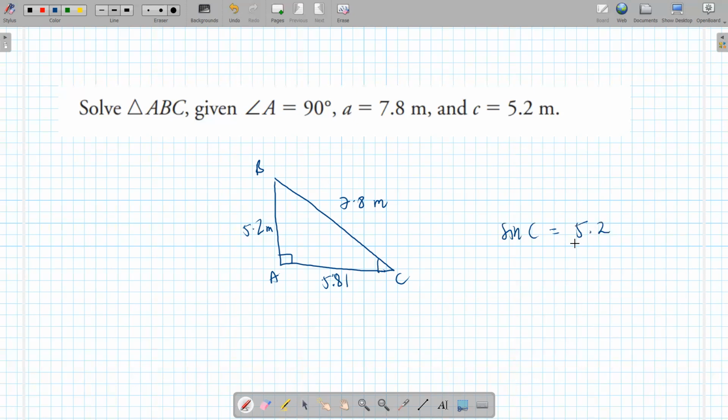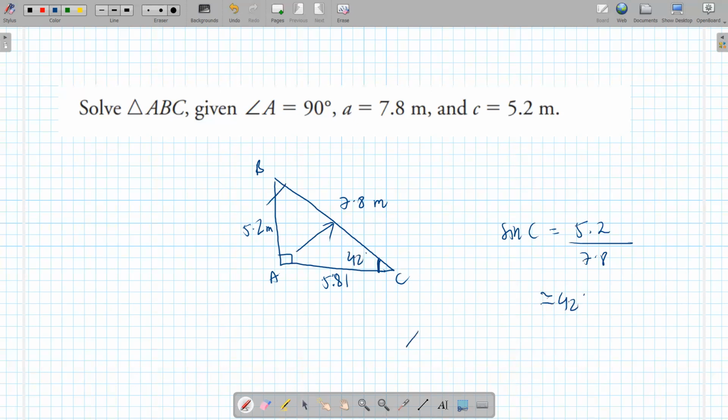It's not 5.81, because sine is opposite over hypotenuse, so it'll be 5.2 over 7.8, right? The hypotenuse doesn't change. It doesn't matter which angle you're looking from. The hypotenuse is always going to be opposite the right angle. So 7.8. Then you want to do sine inverse of 5.2 divided by 7.8, and that is 42 degrees.